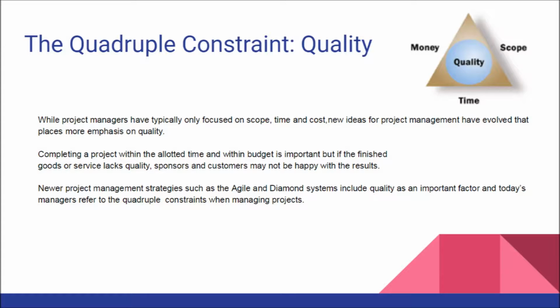While project managers have typically only focused on scope, time, and cost, new ideas for project management have evolved that places more emphasis on quality. Completing a project within the allotted time and within budget is important, but if the finished goods or service lacks quality, sponsors and customers may not be happy with the results. Newer project management strategies, such as the Agile and Diamond systems, include quality as an important factor, and today's managers refer to the quadruple constraints when managing projects.